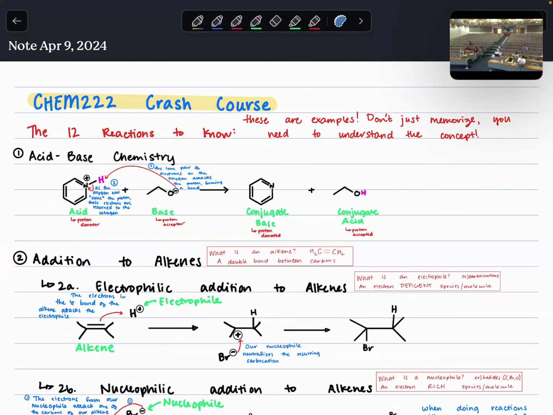It's just the 12 reactions you need to know, the 10 you've covered so far in class. And it basically breaks down into a simple example of each reaction, right? So we have acid-base chemistry, addition to alkenes, and then I've been throwing in some definitions that you should know, like what is an alkene, electrophilic, nucleophilic. Each mechanism step is written in red, and then I have the explanation in blue.